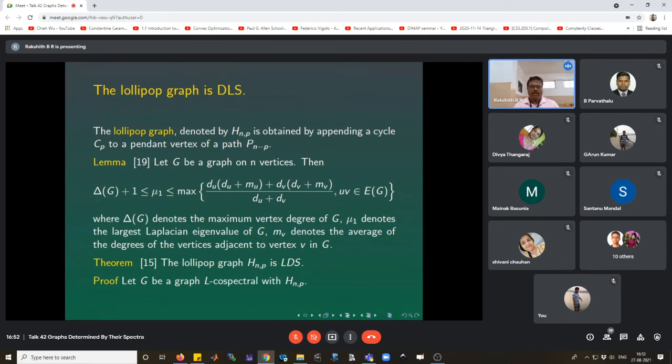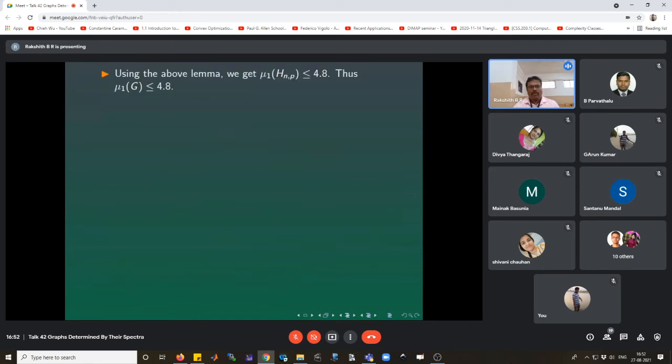If you prove this and then try to draw the graph G, it looks like a lollipop graph. So we are tackling the degree sequence here. We first try to prove that the maximum degree of G is less than or equal to 3 if it is L co-spectral with the lollipop graph. So the proof goes as follows.